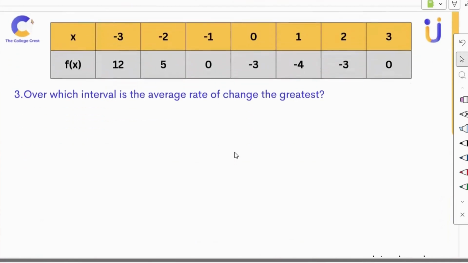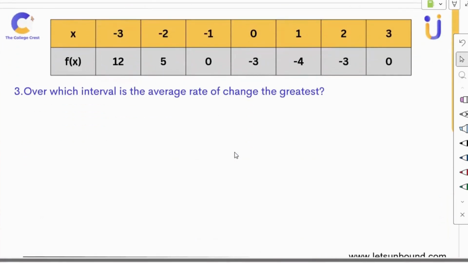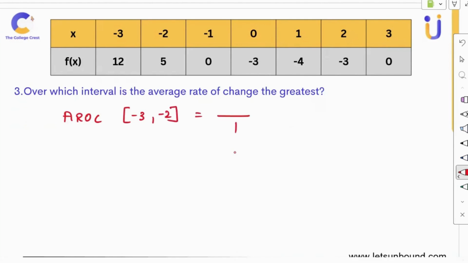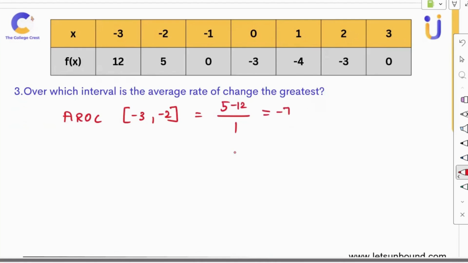Now, moving on to the third question. Over which interval is the average rate of change greatest? Okay, so let's find AROC. AROC for minus 3 to minus 2: the horizontal difference of the interval is 1, right? Just the vertical change, 5 minus 12, which is minus 7. So basically, you just find the difference. That will be the average rate of change. 0 minus 5, minus 5. Minus 3 minus 0, minus 3. Minus 4 minus 3, minus 1. Minus 3 minus of minus 4, plus 1. 0 minus 3, 3.